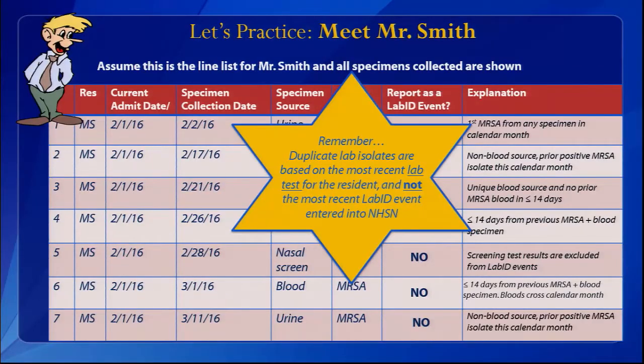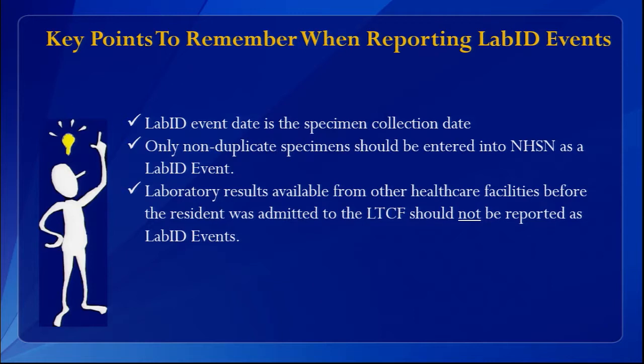Just a reminder, duplicate lab isolates are based on the most recent lab test for the resident and not the most recent lab ID event. So when you're looking at the 14-day rule, you're basing it on the most recent lab test, not the most recent lab ID event that you've entered. So it's really important to keep a line list of your specimens so that you're not entering duplicate lab ID events. Just some key points.